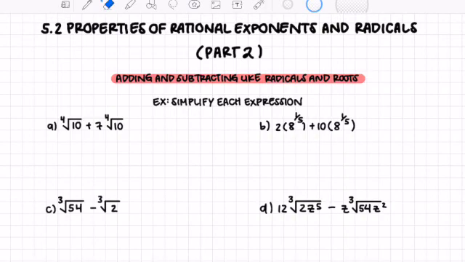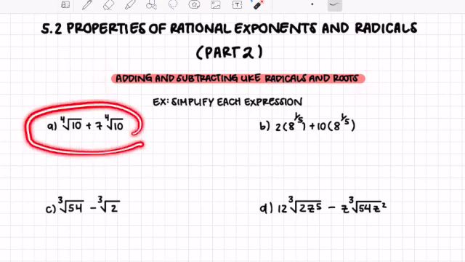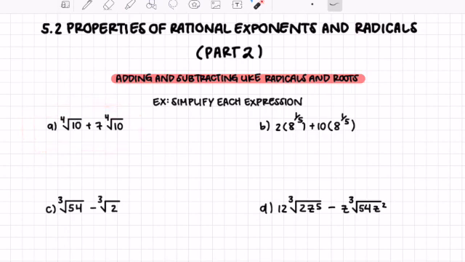Hi guys, so today we're going to be looking at Chapter 5, Section 2, Properties of Rational Exponents and Radicals. And this is going to be Part 2. So we're going to start off first with adding and subtracting like radicals and roots. For example, let's try out this problem right here. We're asked to simplify the following expression.